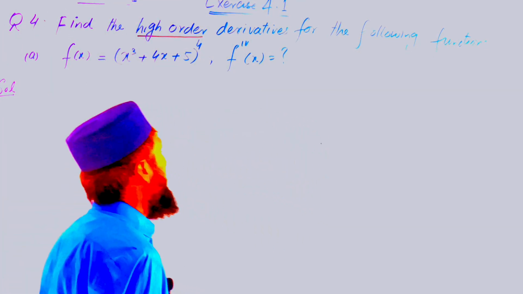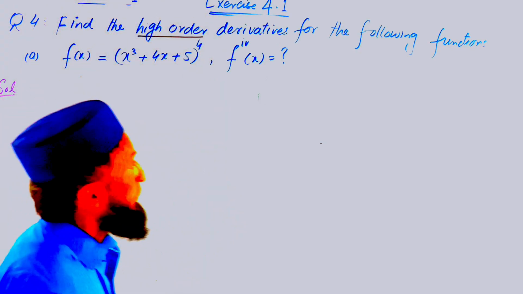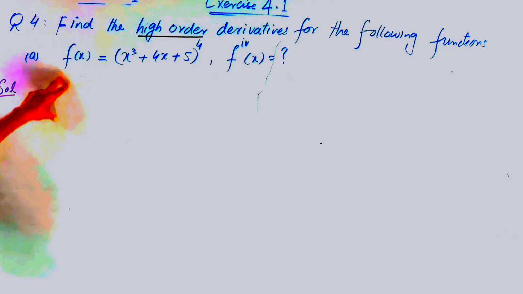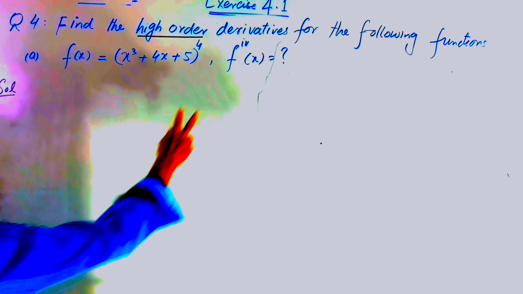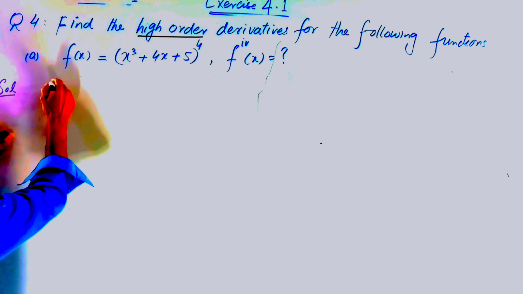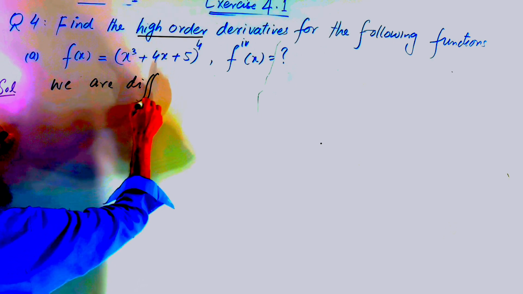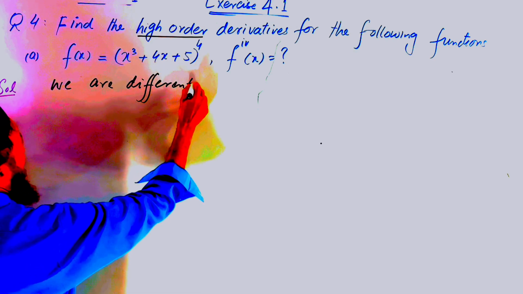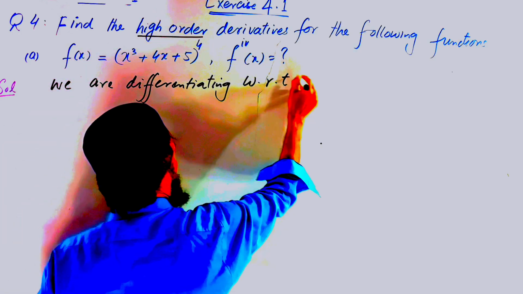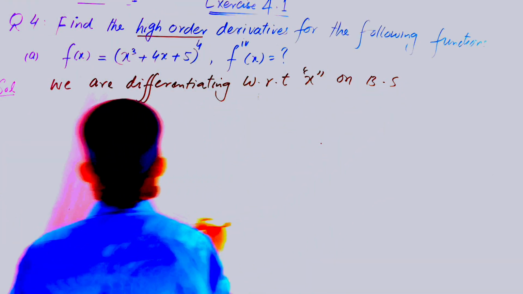We are proceeding with exercise 4.4, question number 4. Find the higher order derivative for the following function. So part A, if f of x is given, how do we calculate the derivative of this function? We are differentiating with respect to x on both sides of this equation.